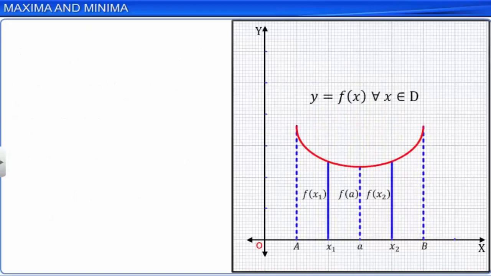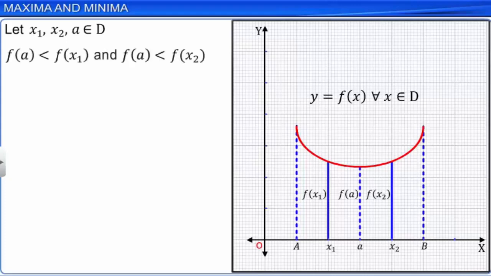Now take a look at this graph. What do you observe? Yes, you got it right. In this case, the value of the function f at point A is the least. That is, the value of the function at any other point to the left or right of A is greater than f(A).